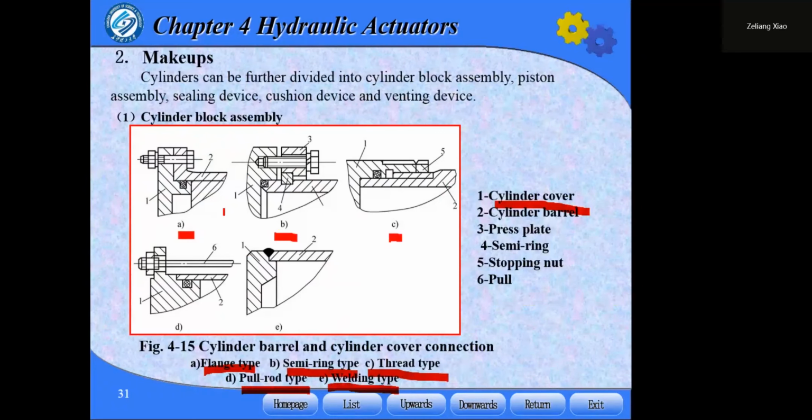We can see one is the cylinder head, two is the cylinder barrel, three is the tie rod, 4 is the semi-ring, 5 is the stopping latch, and 6 is the pearl.